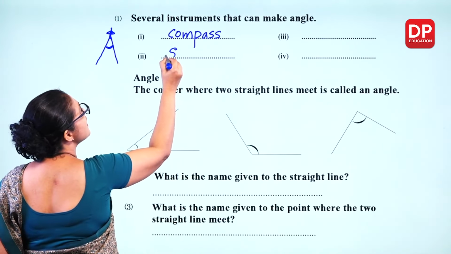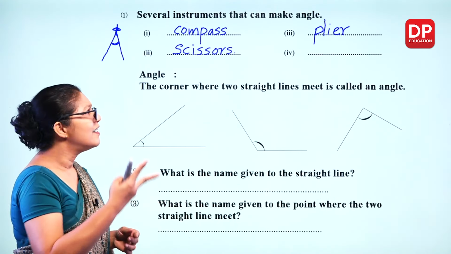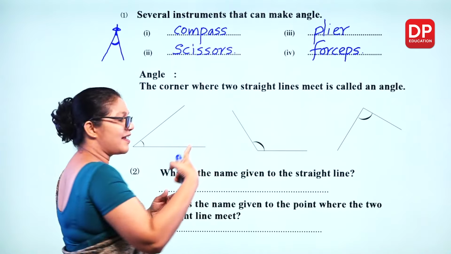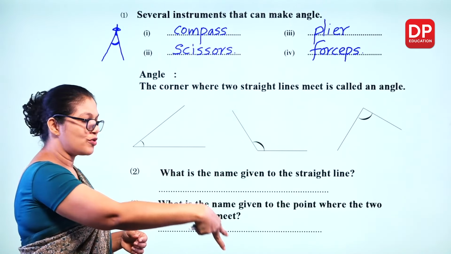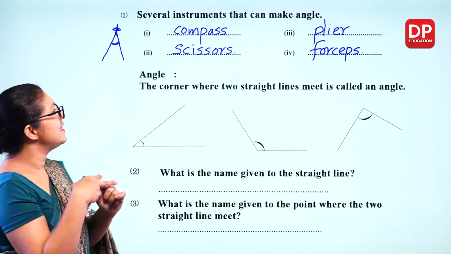Then pliers. When you want to cut wires, you use pliers. So in pliers also you get an angle. What else? Have you seen forceps? So in forceps also you get the angle. So when you want to take something, you do like this, so you get an angle there.